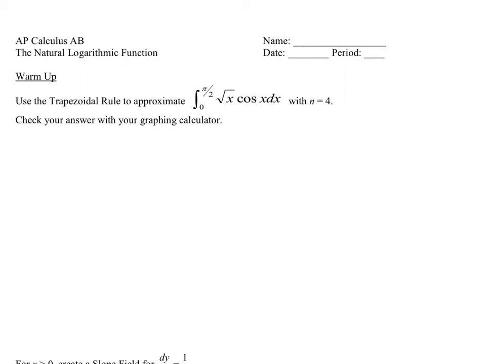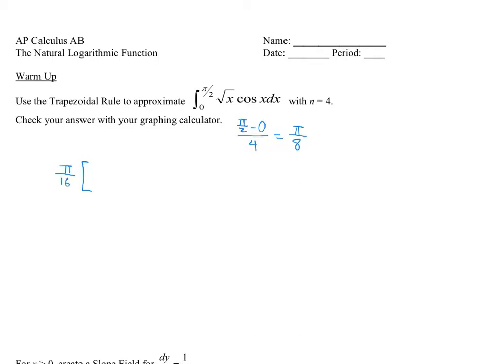So, first of all, we need that b minus a over n. So that's going to be pi over 2 minus 0 over 4, which comes out to pi over 8. Okay? So, that tells me two things. First of all, that tells me that on the outside of my parentheses, I'm going to have a pi over 2 times 8, so pi over 16.